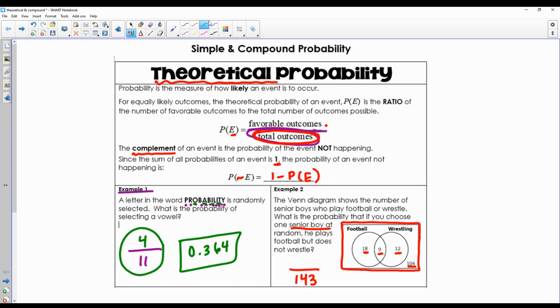So we are trying to find the probability that one of those senior boys plays football and does not wrestle. Okay, so our favorable outcomes are football players that do not wrestle. Well, how many people in this lovely circle right here are not in the wrestling circle? Well, that's our 18. So 18 is just going to go on the top there. And that's all that you do to find that probability. Again, if you want to write it as a decimal, 18 divided by 143, you could write 0.1258. So we'll round it to 0.126.